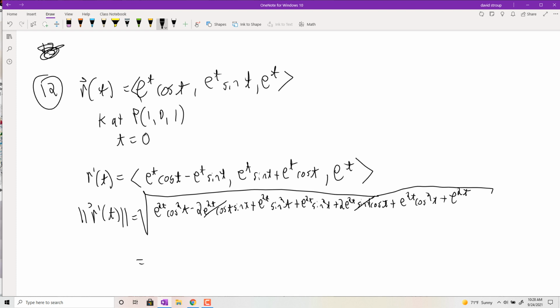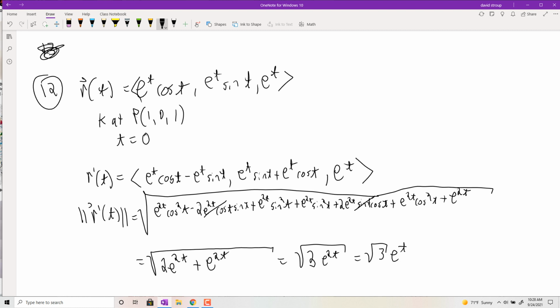I'll have 2e to the 2t cosine squared plus 2e to the 2t sine squared. You can factor out the 2e to the 2t, and then you have cosine squared plus sine squared in there. So you'll just end up with 2e to the 2t, and then plus e to the 2t, and that will just be the square root of 3e to the 2t, and that's just square root 3 e to the t. So let me make sure that's right.